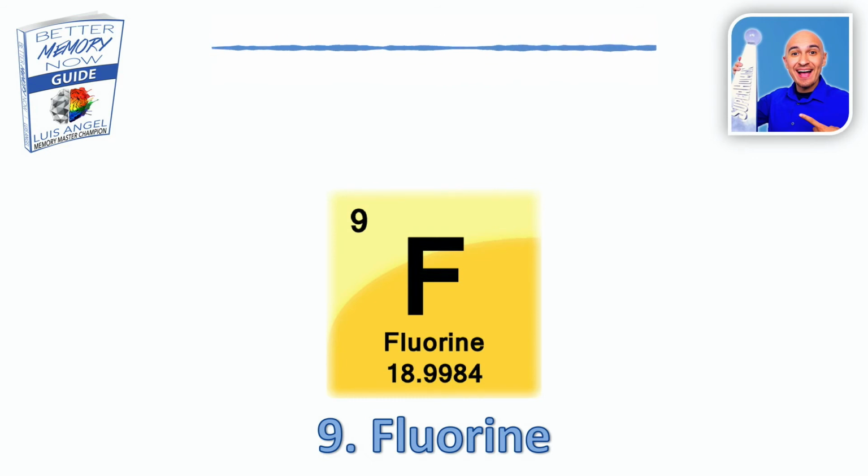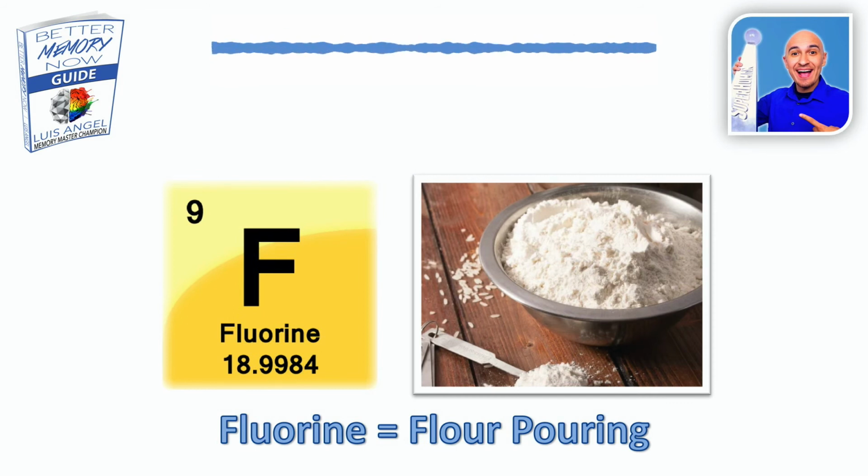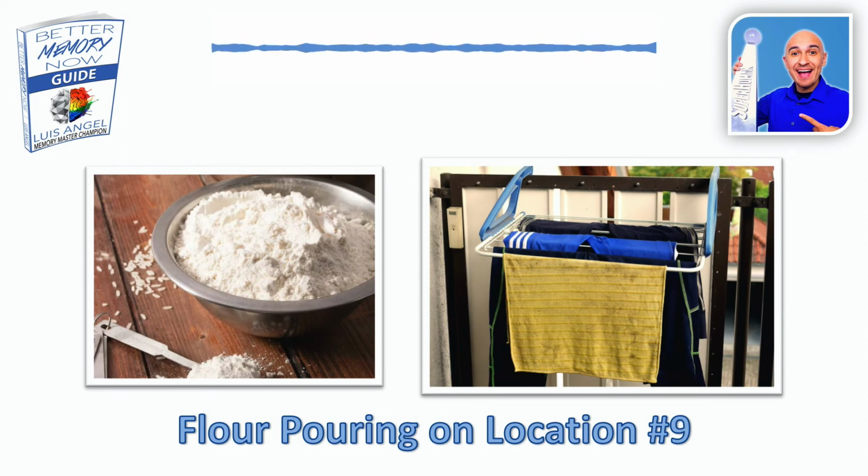So jump over to your 9th location, and then I want you to see flour being poured all over it. So it's flour pouring. Flour like cooking flour or baking flour. So see flour being poured all over that 9th location, and you're spreading it around with your hands. So what is that location for you? See flour pouring for fluorine.